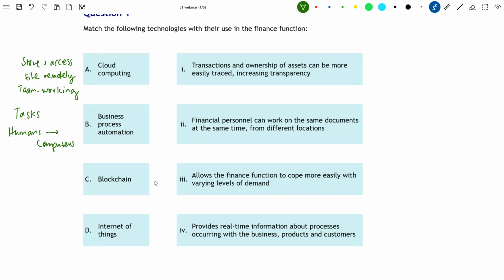Our next technology is blockchain. Now, blockchain is a way of storing transactional information in a secure and transparent way. So, transactional info in a secure and transparent way.